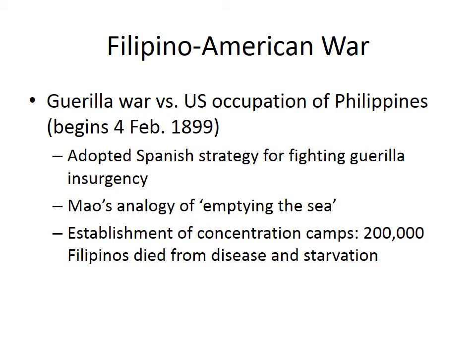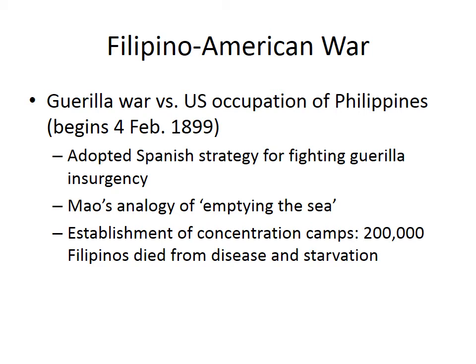And so it's difficult to tell the difference between the two. Mao develops a strategy for combating insurgencies, which he refers to as emptying the sea. If you imagine a sea full of fish, you don't know which fish are friend and which fish are foe. And so what you do is you simply drain the sea of water. Then all of the fish die. And so the United States will engage in a war of attrition against the Filipino population. The United States will burn down entire Filipino villages.